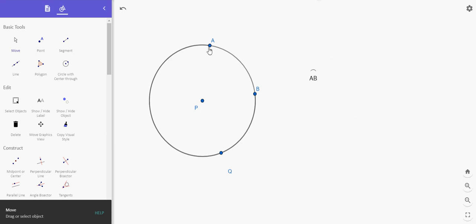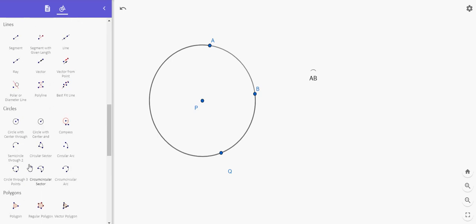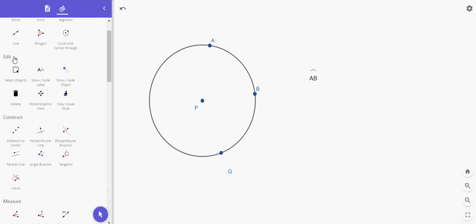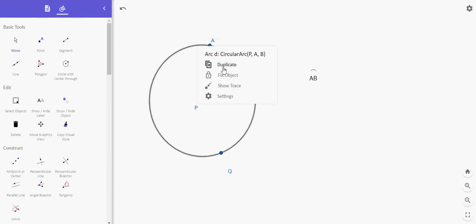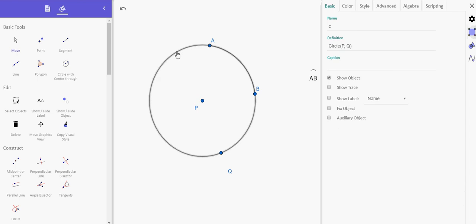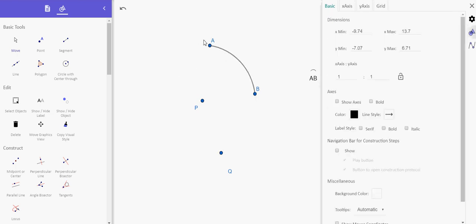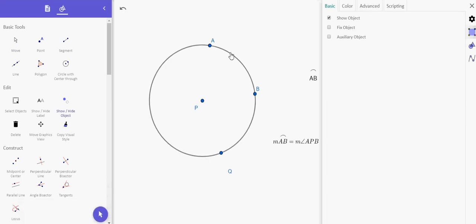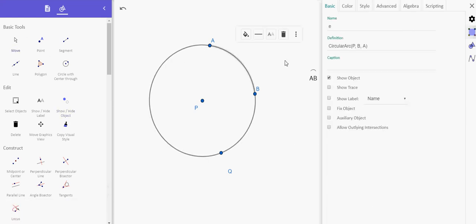One solution to this is to talk about 2 kinds of arcs. There's the major arc, which is the larger of the 2 arcs between A and B, and then there's the minor arc, which is the smaller of the 2 arcs between A and B. So if I quickly go back here and construct this arc, then if I hide this arc and the circle, what remains is the minor arc AB, and then if I hide this arc, then what remains is the major arc AB.